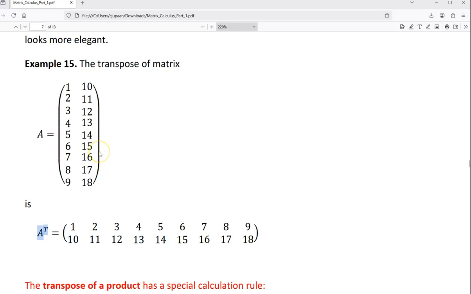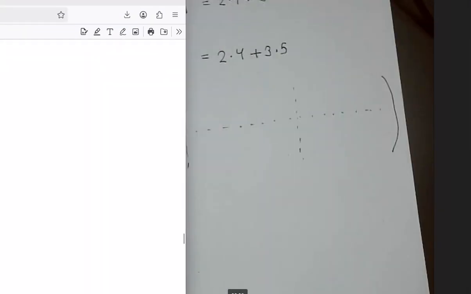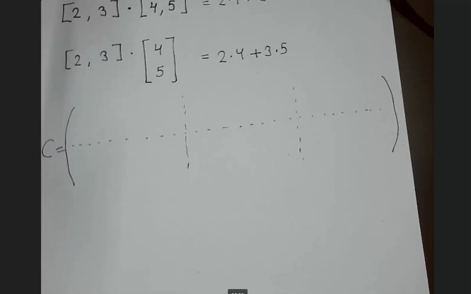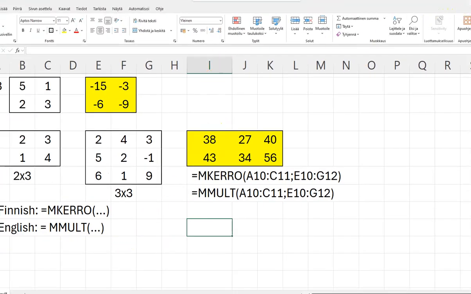So this is one reason why the transpose has been invented, because it gives us a possibility to change the orientation of the matrix. By the way, in Excel there is a command called transpose, but I am not going to do that, but I will show you another thing.